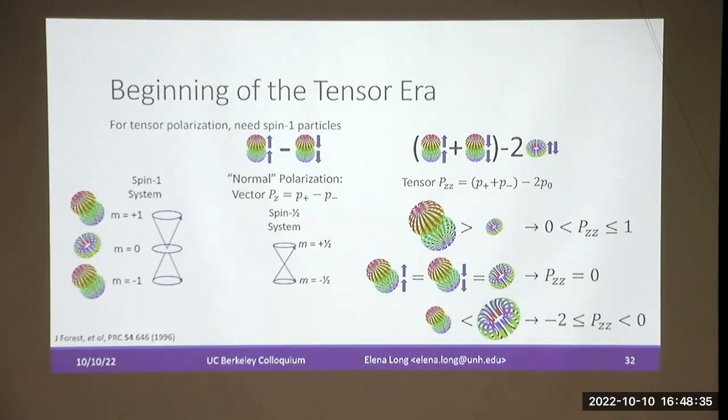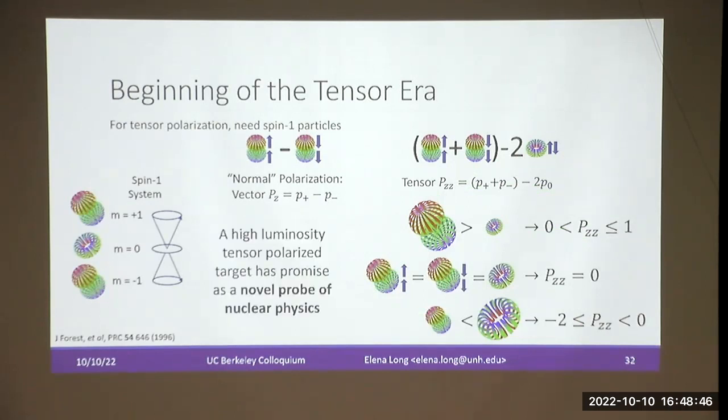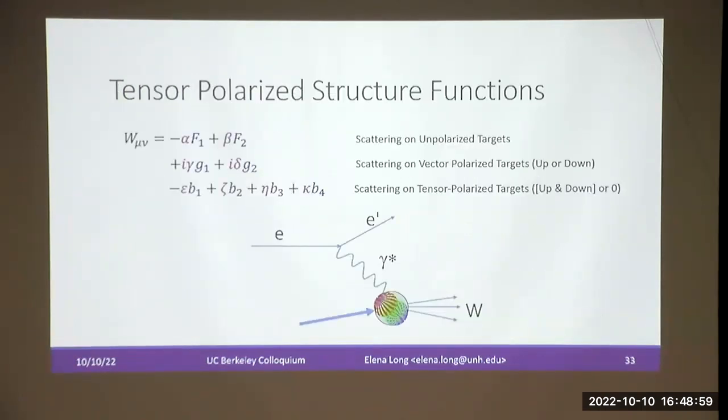For the experiments I'm mostly going to be talking about, we're going to be comparing a positive tensor polarization to an unpolarized case, because getting the negative case working in a beamline is extremely difficult. But if we can have a high luminosity target, remember, beam particles in and the density of what we're hitting, we have a new way of probing nuclear physics and can learn some new things. In the DIS region, the two structure functions we got from spin polarization become, with tensor polarization, not two more but four new structure functions that we can probe.